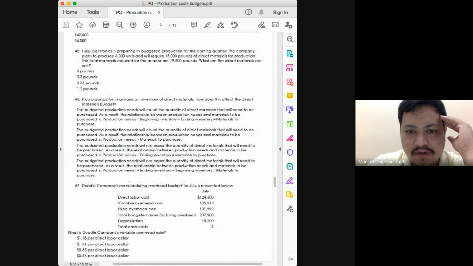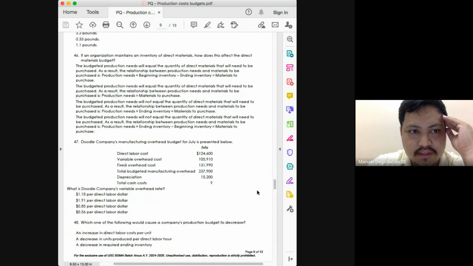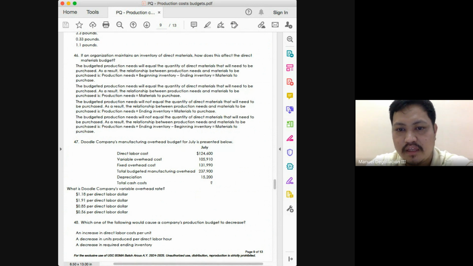For number 45, answer would be 3 pounds, the first choice. For 46, answer would be the last choice. The budgeted production needs will not equal the quantity of direct materials that will need to be purchased. As a result, the relationship between production needs and materials to be purchased is production needs plus ending inventory minus beginning inventory is equal to materials to purchase.